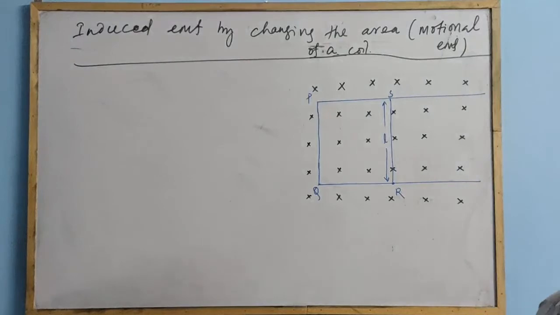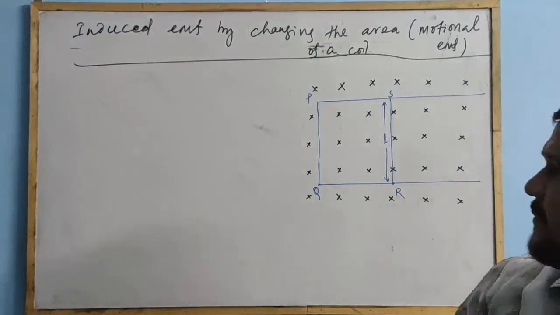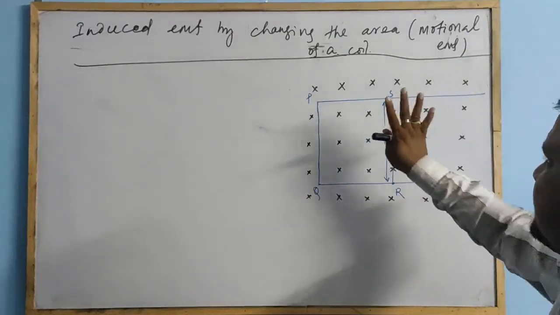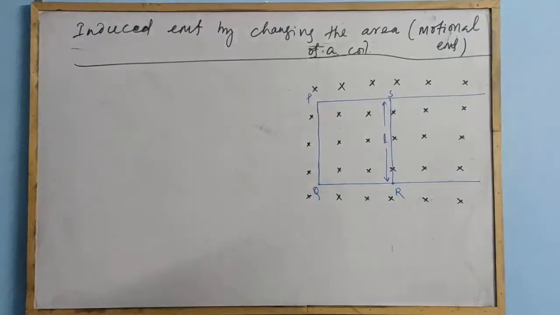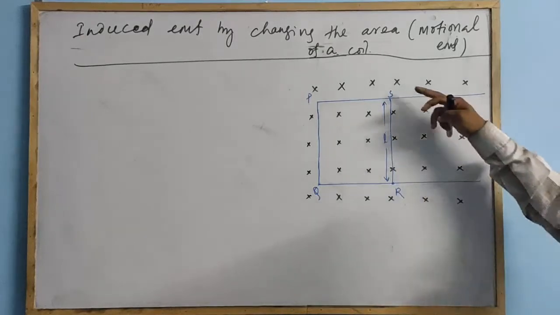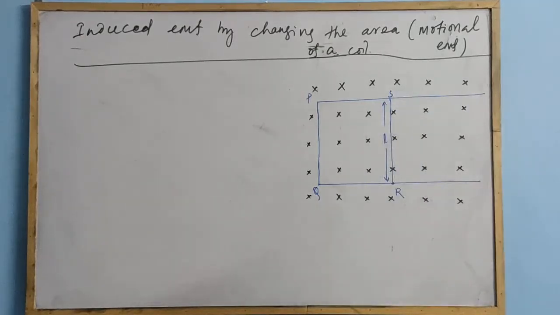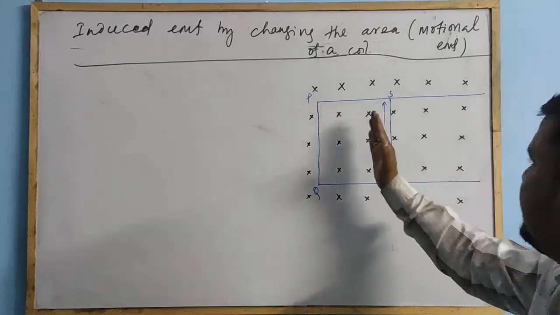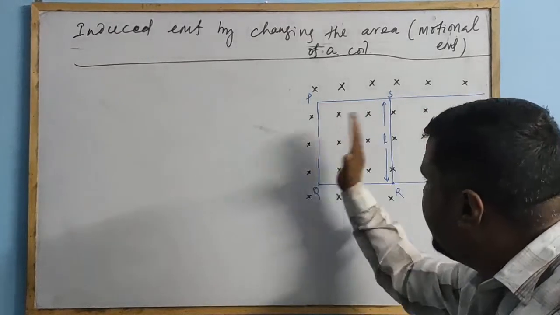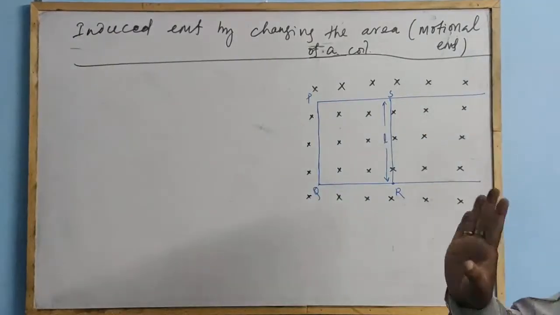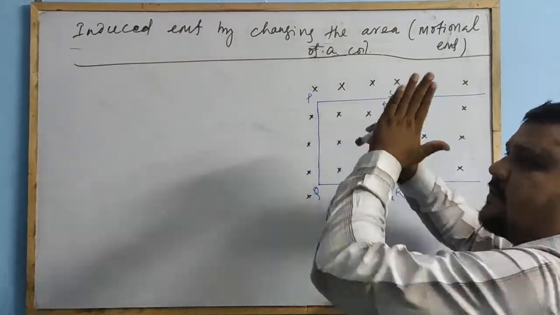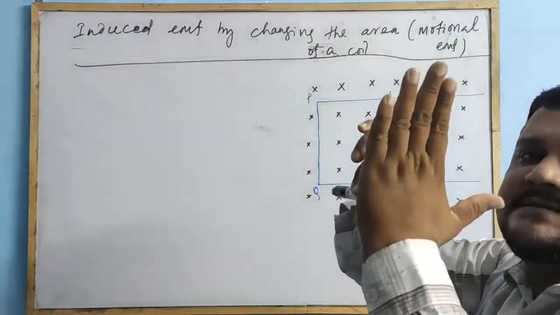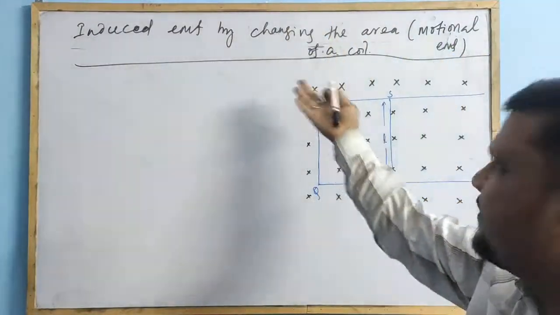So PQRS is placed in the plane of the paper, on this whiteboard. The side RS is movable along this side or along this side. Okay? So clear? This is the magnetic field, perpendicular inward, and the coil is placed on the plane of the paper or your whiteboard.